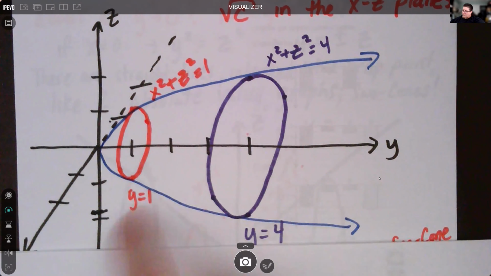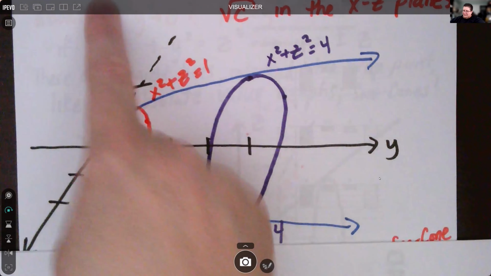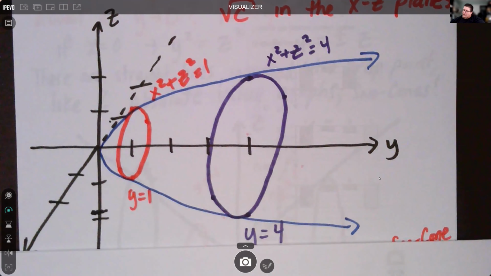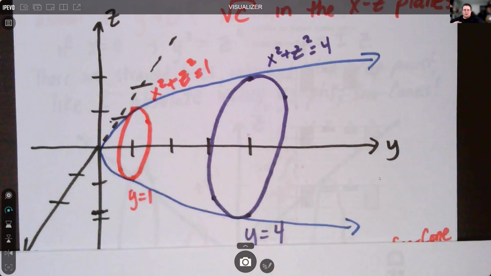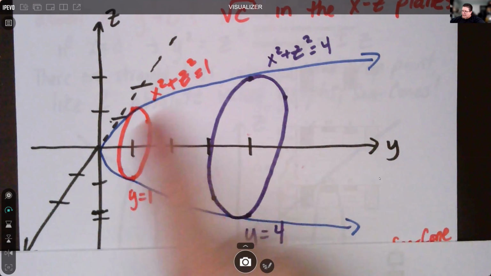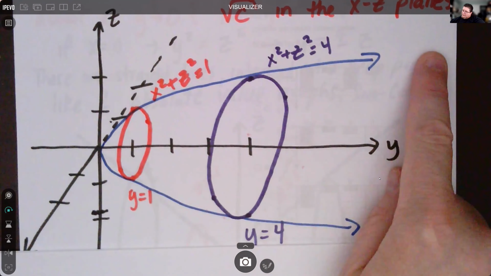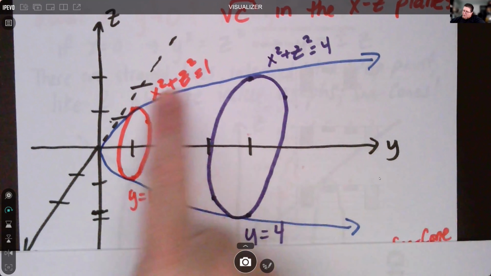I've got my y-axis, my z-axis, my x-axis. Going into the paper makes the circle look a little squishy sideways. That's to represent looking at the paper at an angle. There's my radius 1 circle, my radius 2 circle. Clearly, as we go to the right, these circles are getting bigger and bigger. As we go to the left, they're getting smaller and smaller.